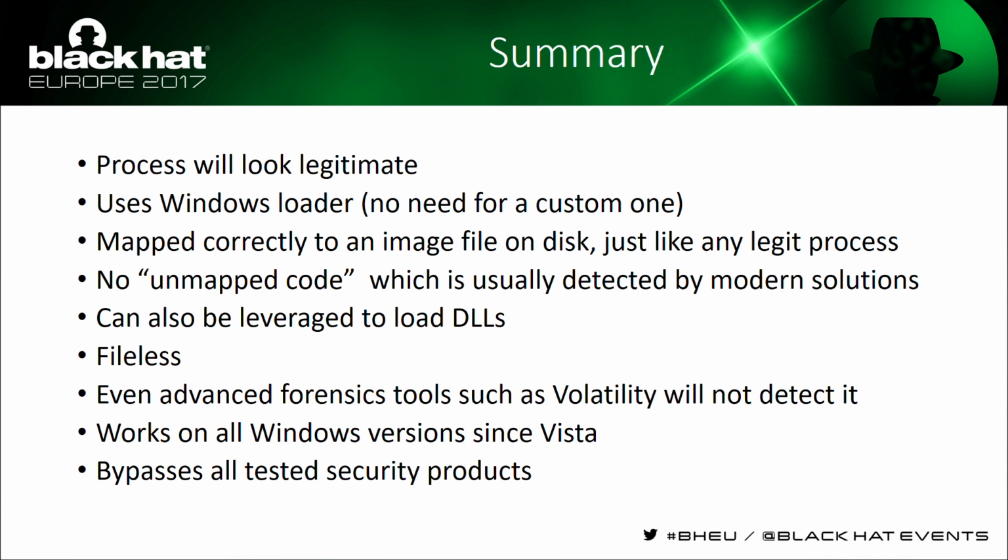To sum up, process doppelganging allows you to take a malicious executable and create a process out of it, but make the process look like a legitimate process. It uses the Windows loader, so there's no need for a reflective loader or a custom loader or anything of that sort. The image is mapped correctly to an image file on disk, just like any legitimate process, and we don't have any of the unmapped code, which is usually associated with modern malware nowadays and is detected by modern AV solutions. We can also leverage this technique to load DLL files, and this technique is completely fileless.